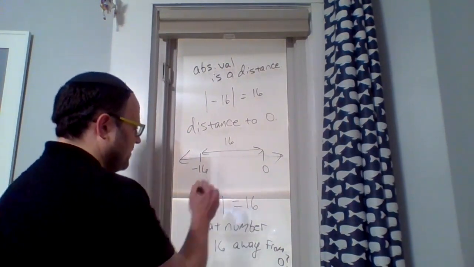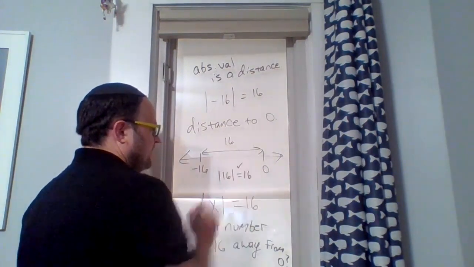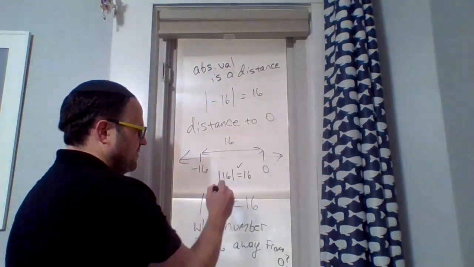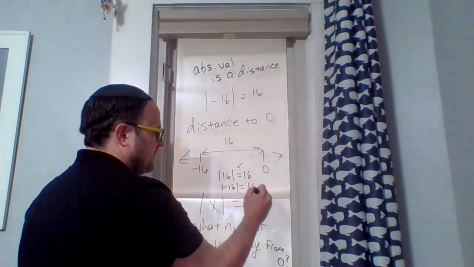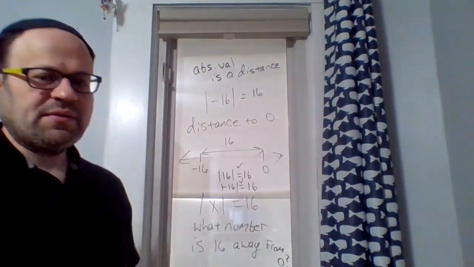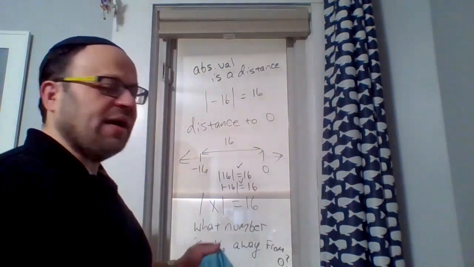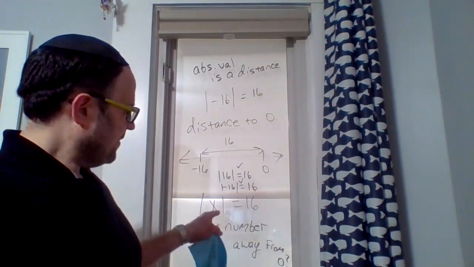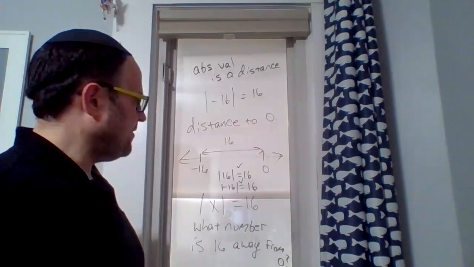Now let's test it out. What's the absolute value of 16? Good. It works. What if I put in negative 16? Does it still work? Also works. Okay? This is what's really going on behind absolute value. And we're going to throw in this algebra to really make it come together.